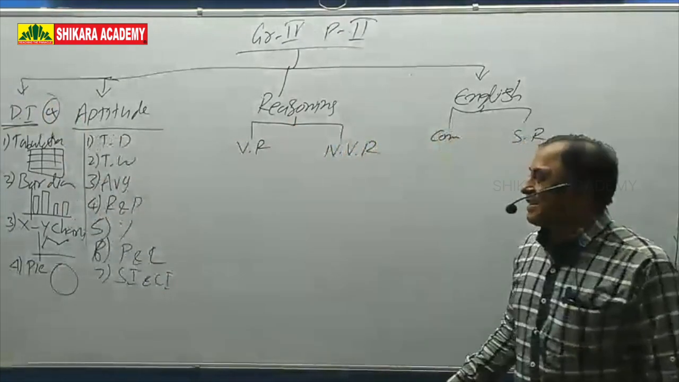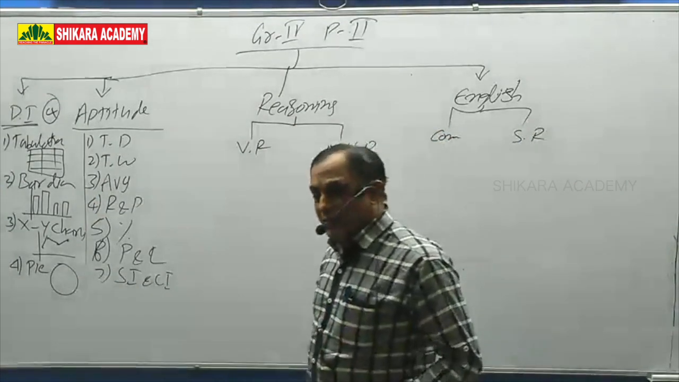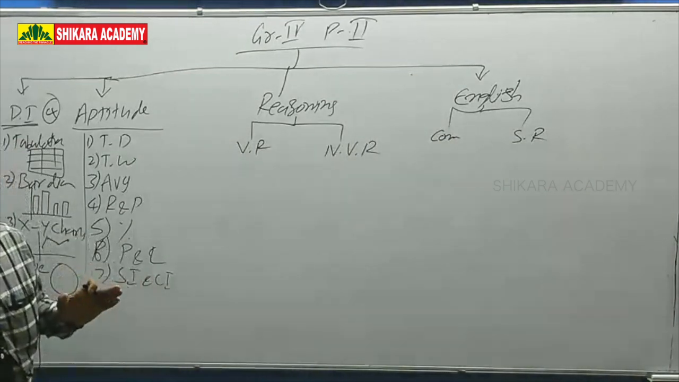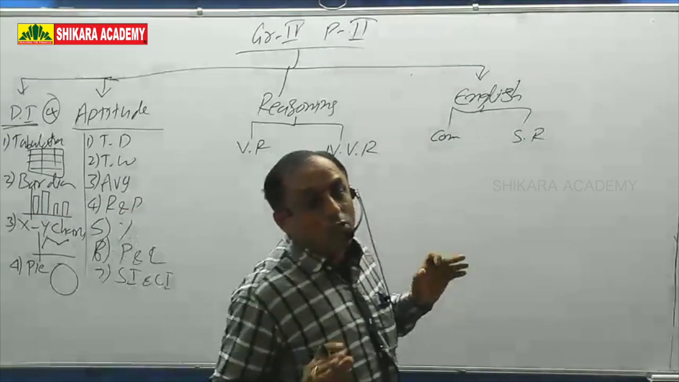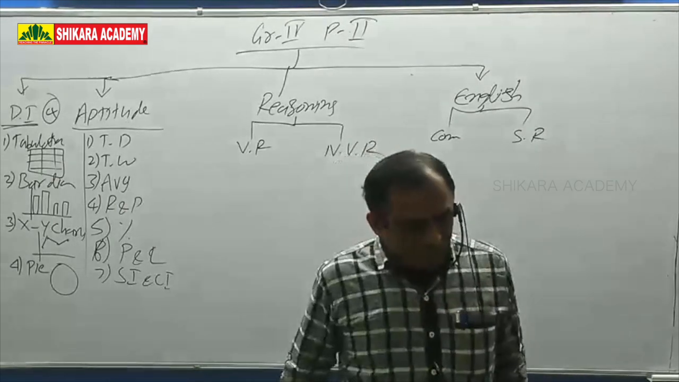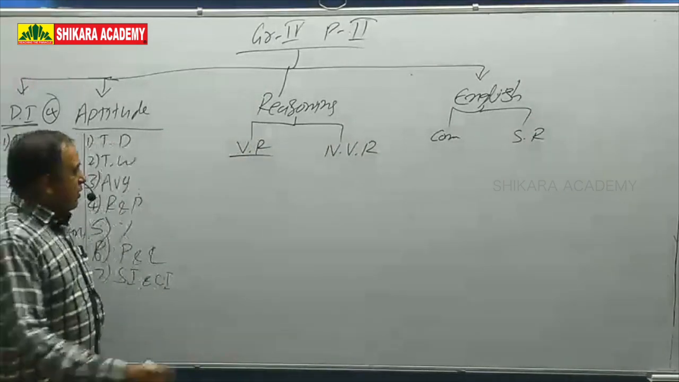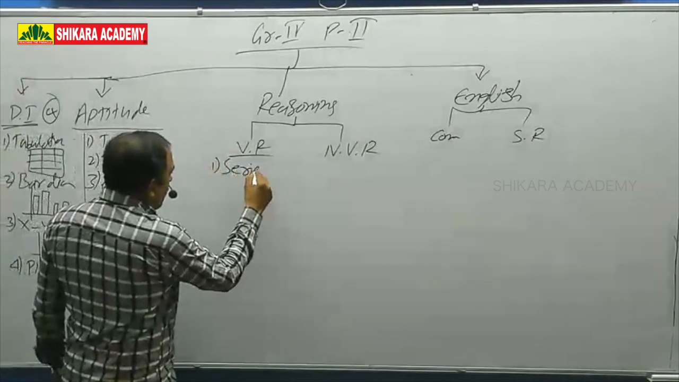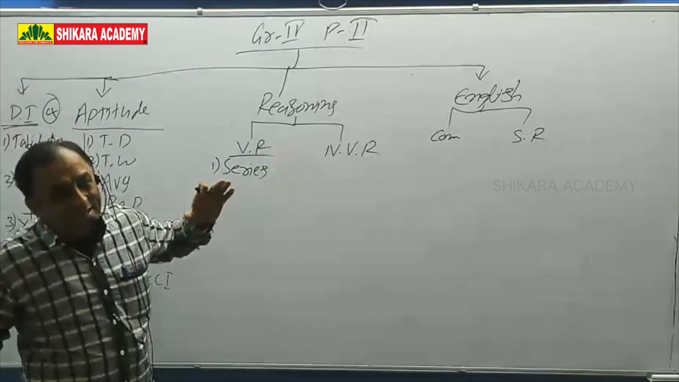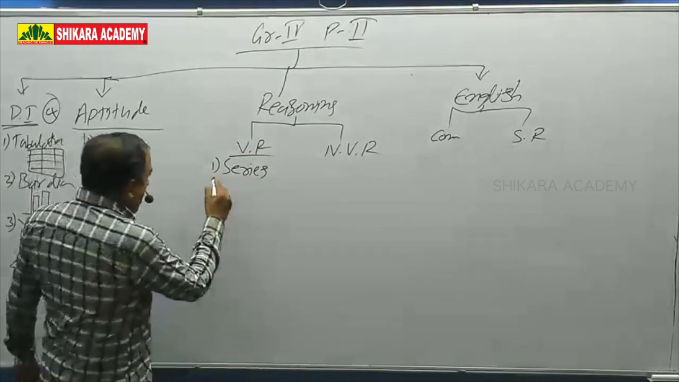Now, verbal reasoning and non-verbal reasoning. This is the syllabus, first syllabus. What is verbal? Verbal means with words. Non-verbal means without words. With words, without words. What is with words? Verbal reasoning: series. Here they will give some numbers with one pattern. First find the relation between the given numbers, then find the next number also. Series, analogy.